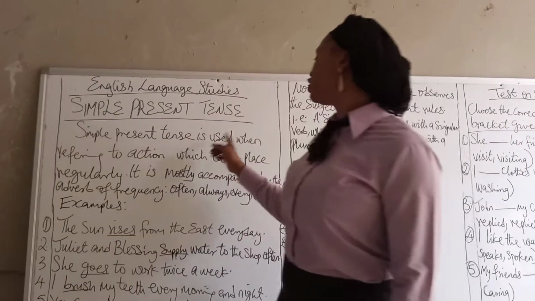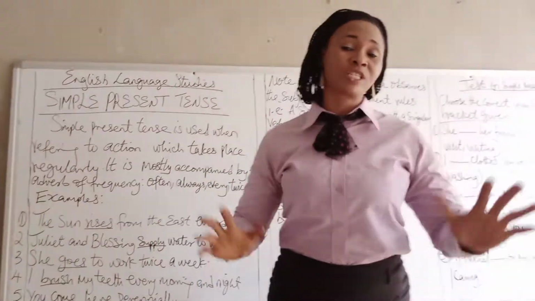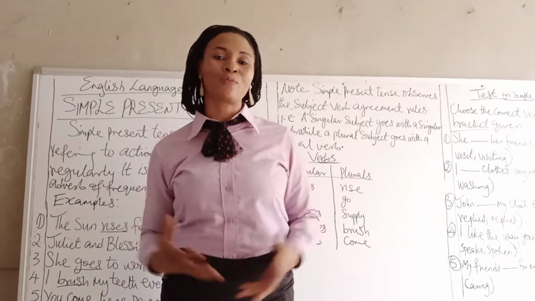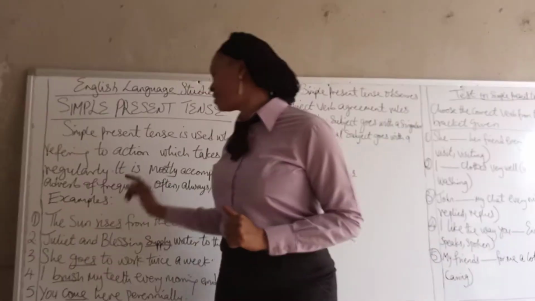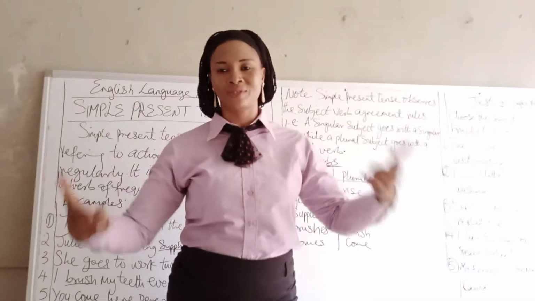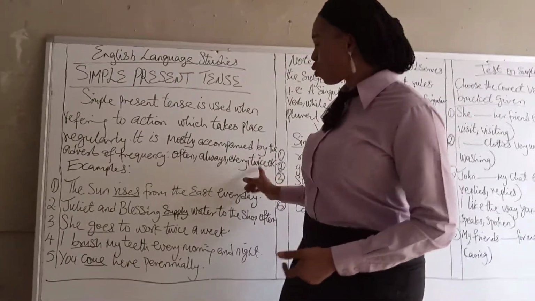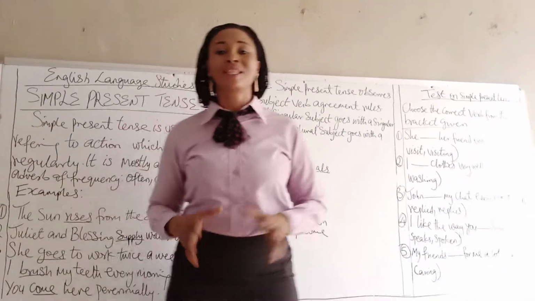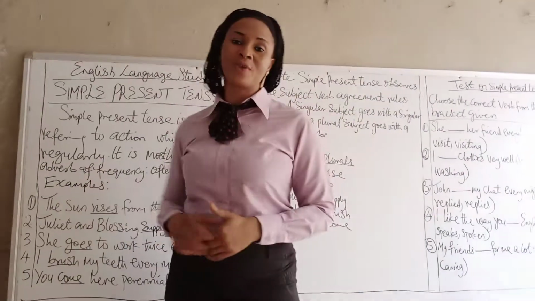Simple present tense is used when referring to action which takes place regularly. So whenever we talk about actions that take place on a regular basis, we use simple present tense. And simple present tense is always accompanied by the adverb of frequency. Remember, adverb of frequency is that type of adverb that tells us how often something happens. Okay? We have some examples like often, always, every, twice, regularly, randomly, occasionally, and so on. So these are the adverbs of frequency. They are always following the simple present tense.